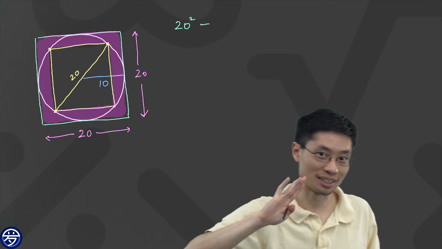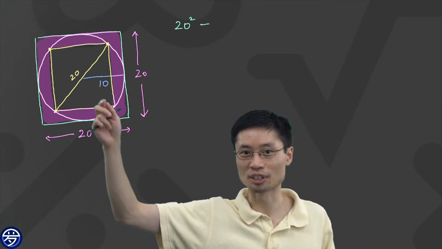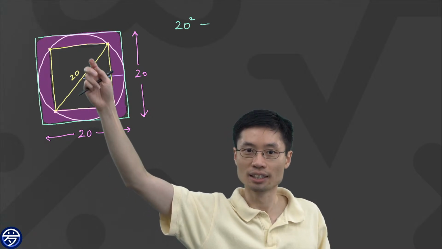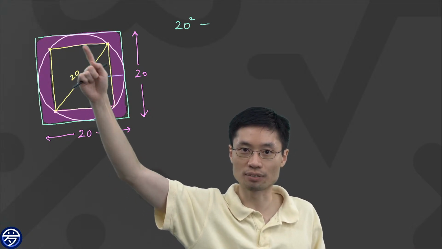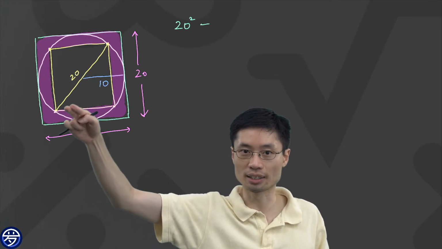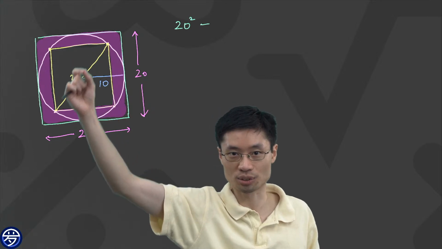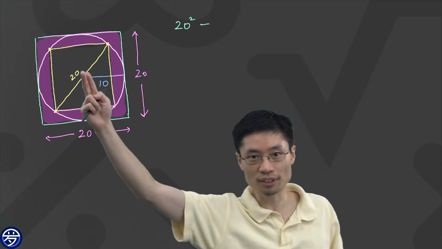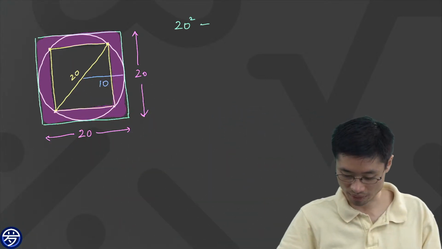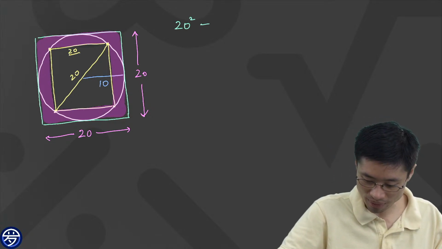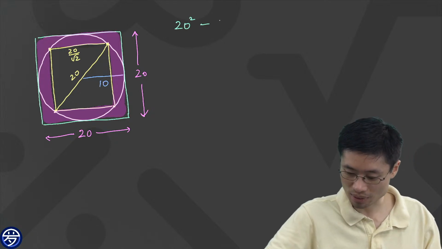By the way, there's a nicer way to do this, but I'm just going to say this one first. I've got this 45, 45, 90 right triangle, so each of these two sides is the hypotenuse divided by the square root of 2. The ratio is 1, 1, and the square root of 2. So this side is 20 divided by the square root of 2. And it's a square, so the area is 20 divided by the square root of 2, squared.